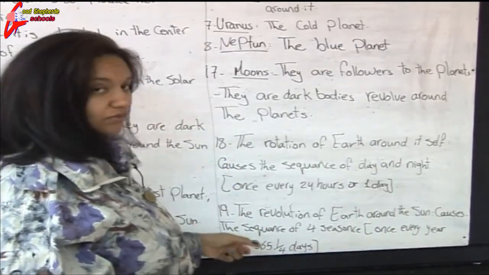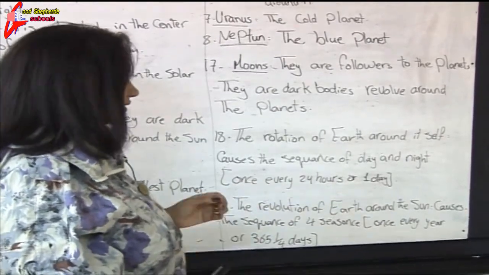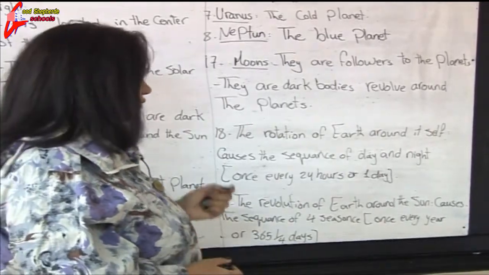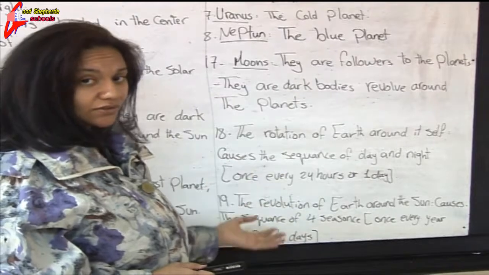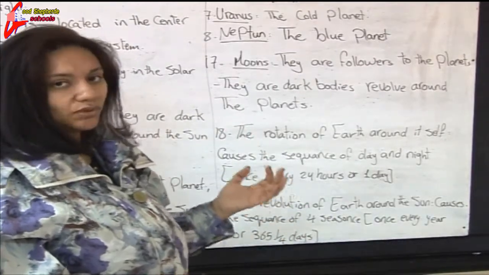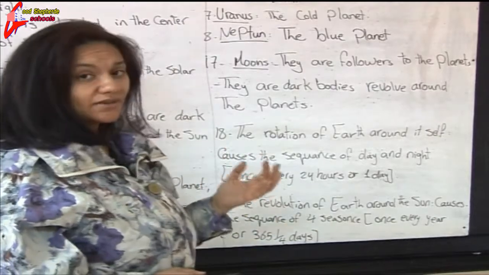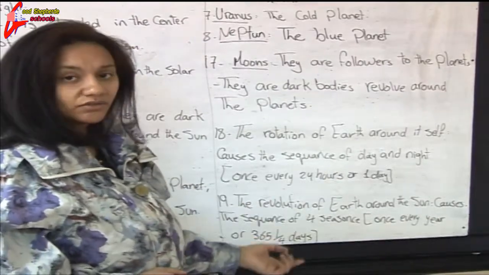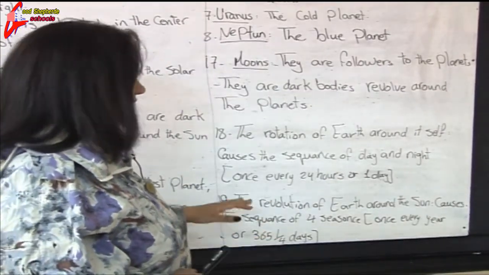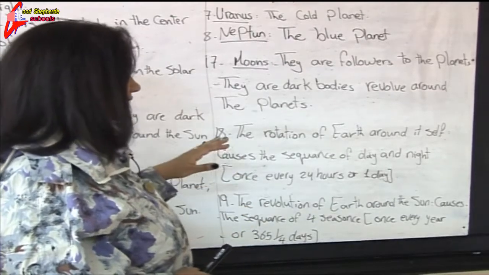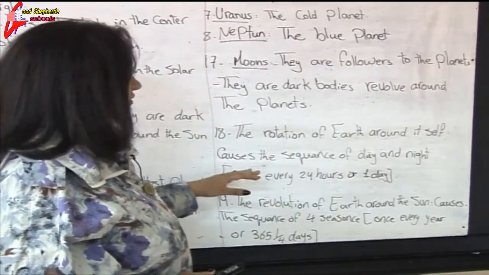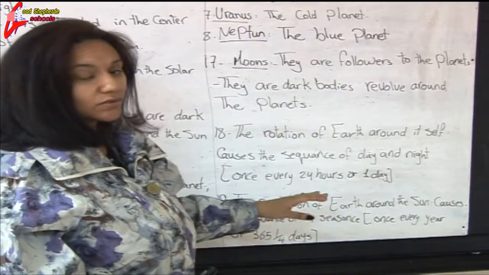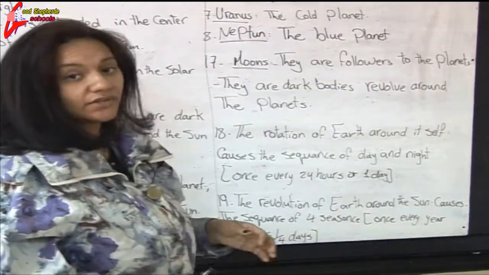The revolution of Earth around the sun causes the sequence of 4 seasons. The Earth completes one rotation around the sun once every year, or every 365 and a quarter days. So now we know how day and night occur due to the rotation of Earth around itself, and the sequence of 4 seasons is due to the rotation of Earth around the sun.